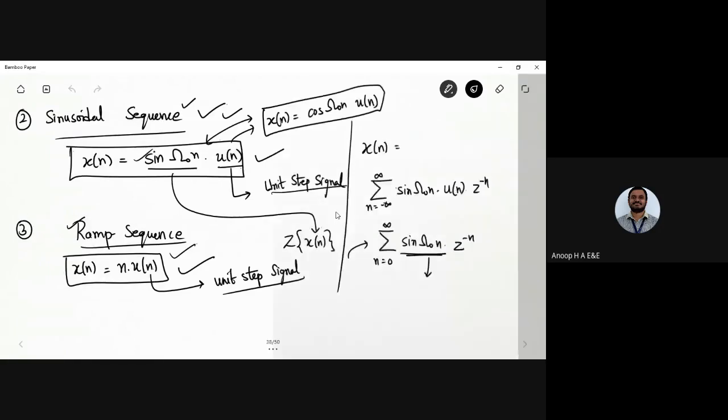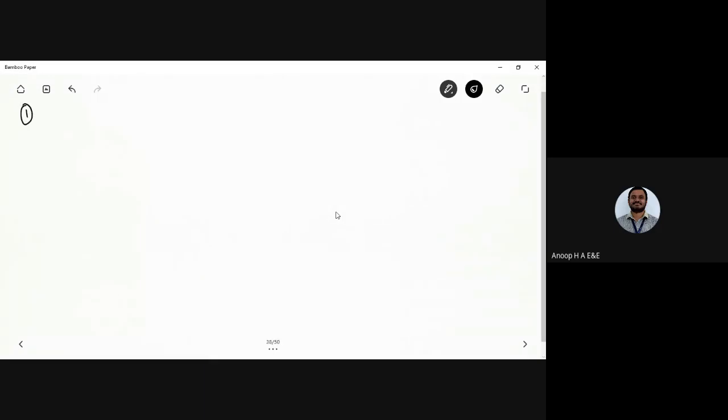Now let us discuss in today's class the sinusoidal sequence. As I already told you, the sinusoidal sequence x of n would be sine of omega naught n into u of n. This is the sine function, and this is the unit step function. So how can I write the Z transform of x of n?